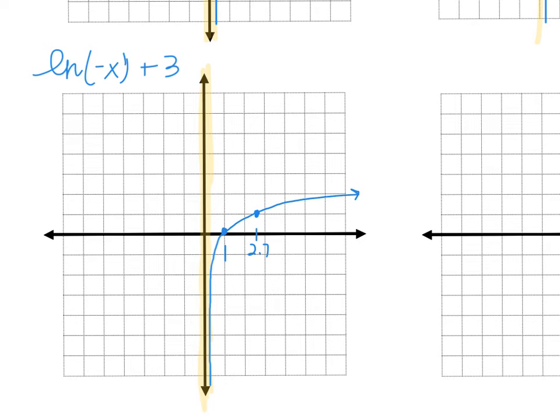Then we want to do a reflection. This negative is on the inside, and so I'm going to reflect the whole thing. Quadrants 1 and 2 will completely reflect over the y-axis to quadrants 3 and 4. And so the reflection will be completely backwards. But we're still going through negative 2.7. So the reflection is completely the opposite way. So now I'm going through negative 1 and negative 2.7.